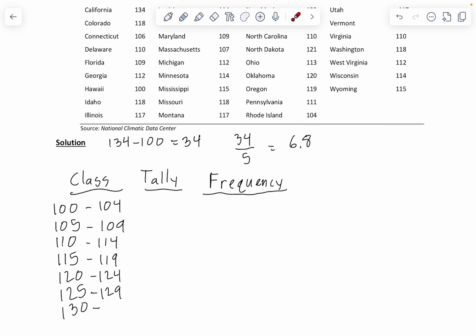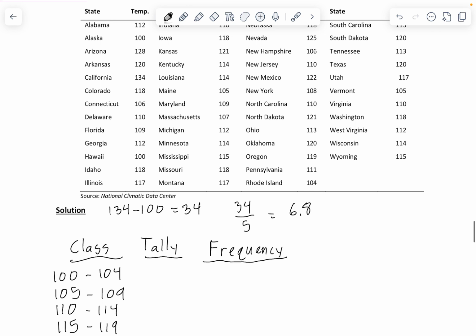And for the last one, using the same pattern, notice that if I take each of the upper class limits and add the class range, which is 5, to each successive upper class limit: 104 plus 5 is 109, plus 5 is 114, plus 5 is 119. So the upper class limit of the last class will be 129 plus 5, which is 134. Now we fill in the frequencies.